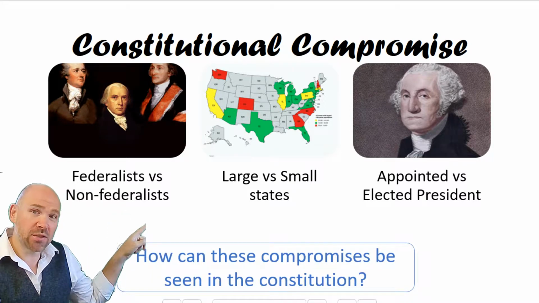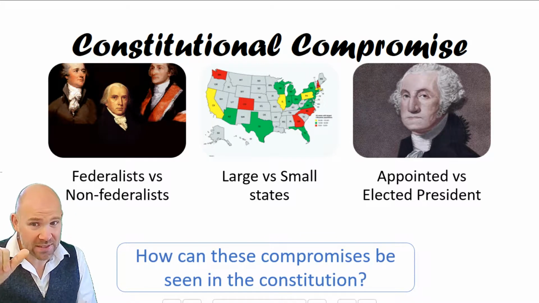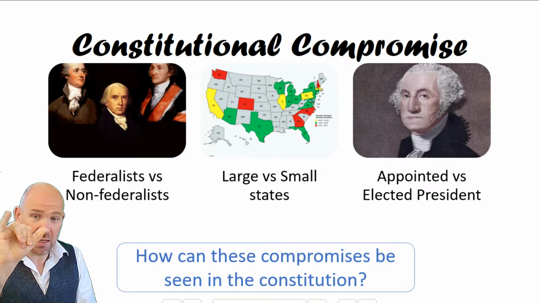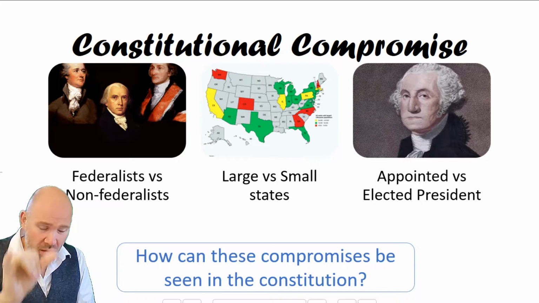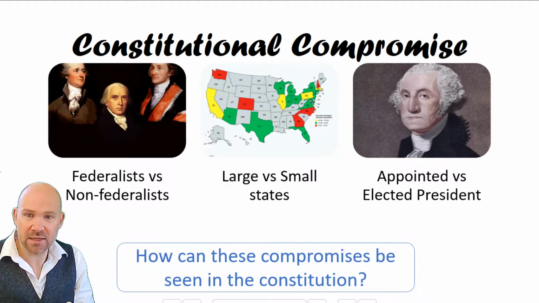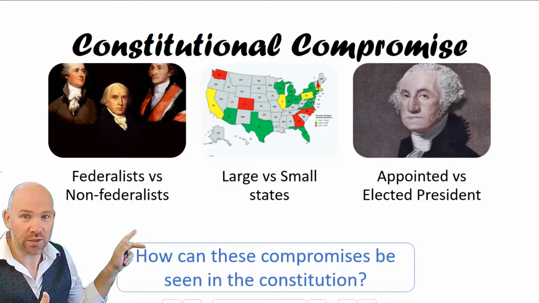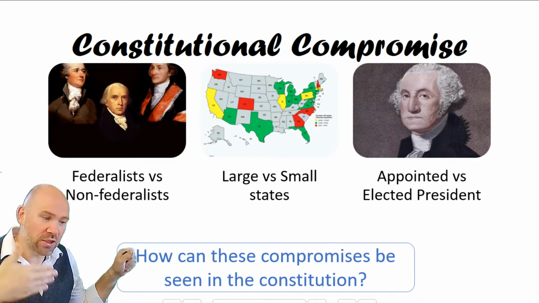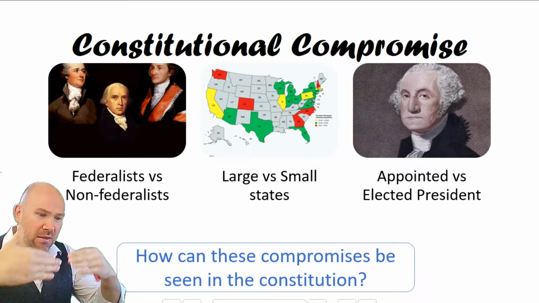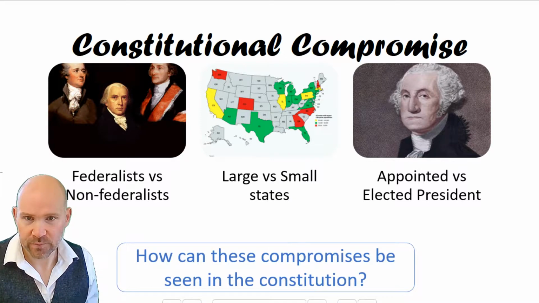Large versus small states, you can see that in Congress. The House of Representatives is based on population, so a state with higher population will have more representatives, but in the Senate, every state has exactly the same amount, regardless of the size. And appointed versus elected president, well, this was done through the Electoral College, which over time came to be elected, and the Electoral College then appoints the president. So you can see those compromises there.